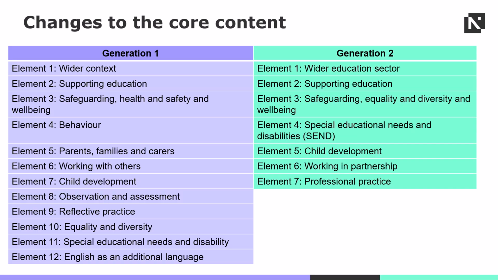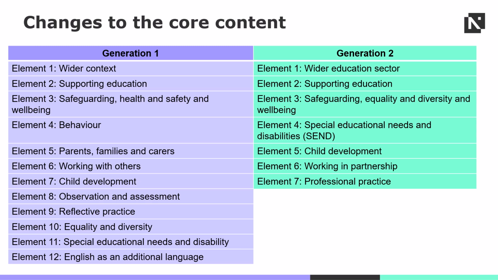So we'll start by looking at the changes to the core content. On this slide, we can see a comparison of the core content between Generation 1 and Generation 2 frameworks. So starting with Generation 1 on the left, there were 12 elements covering a broad range of topics such as behaviour, working with others, observation and assessment, and English as an additional language. In Generation 2, this content has been streamlined into 7 core elements. While some themes remain consistent, such as supporting education and child development, others have been merged or restructured.